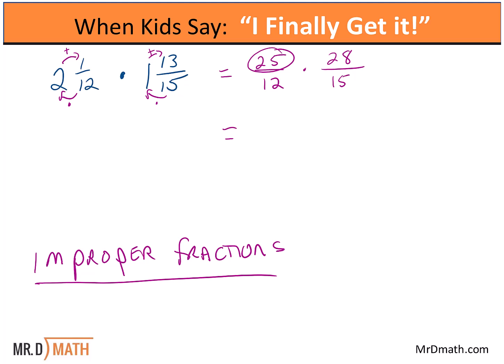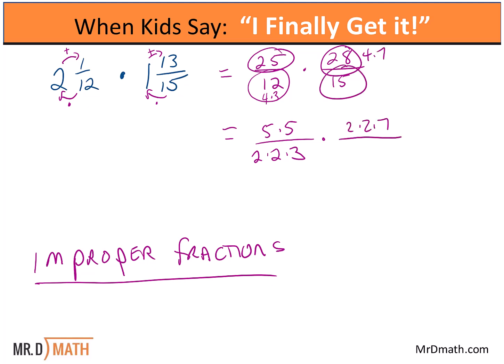You probably know 25 is 5 times 5. I bet you also know that 12, being 4 times 3, can be written as 2 times 2 times 3. What about 28? Well, 28 is 4 times 7, which is 2 times 2 times 7. And 15 is 3 times 5. Let's look and see one more time.